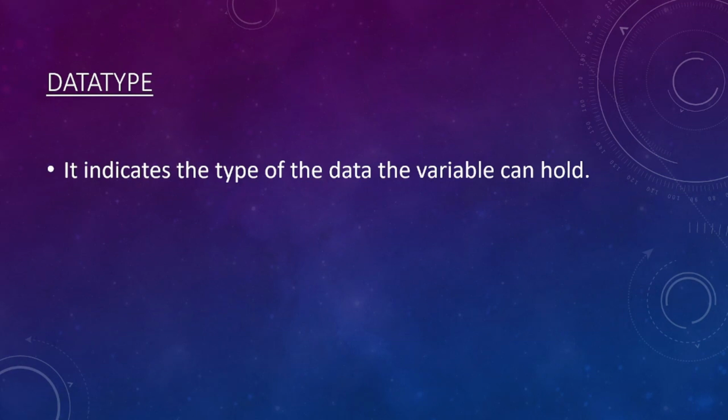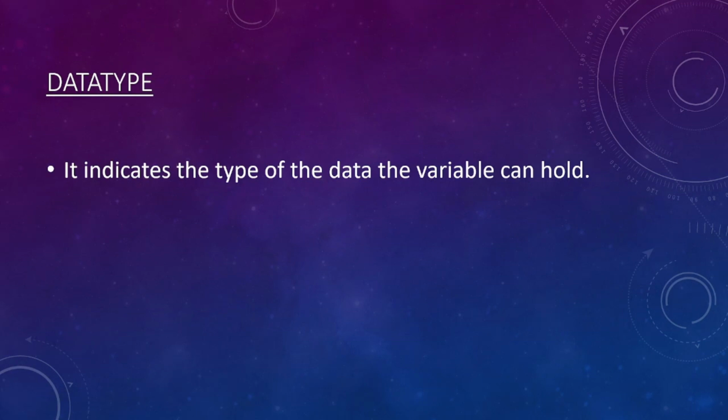So what is a data type? It indicates the type of the data the variable can hold. So what does this statement mean? We all know that a variable is used to hold the data, right? Whenever you are using some variable in a program, you mainly use it for storing the data. So who should indicate what type of data the variable can hold? That is nothing but data type.